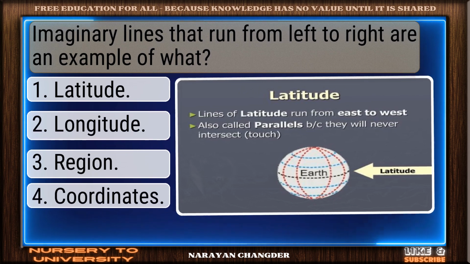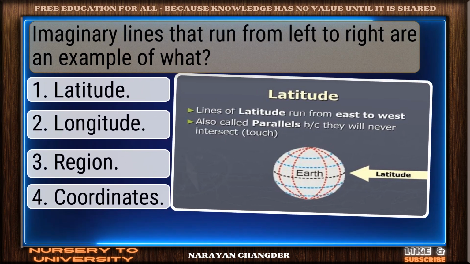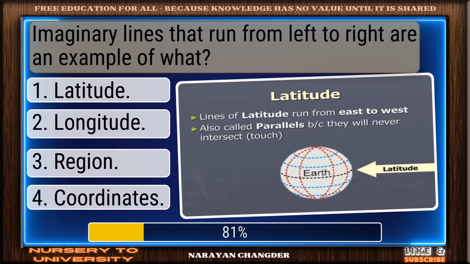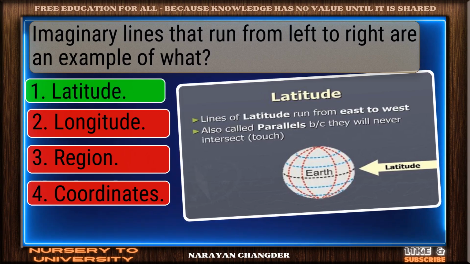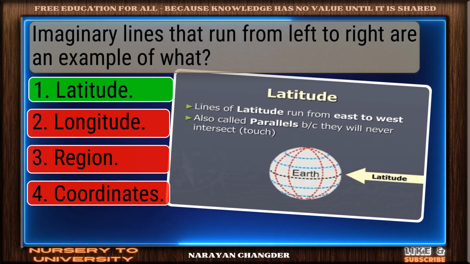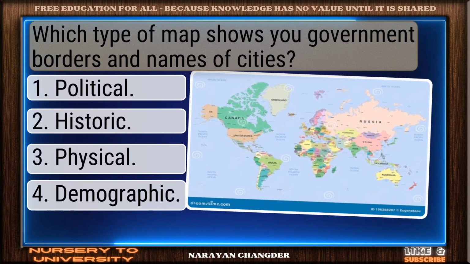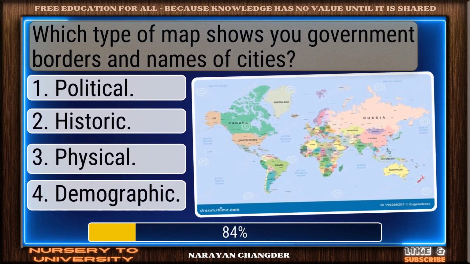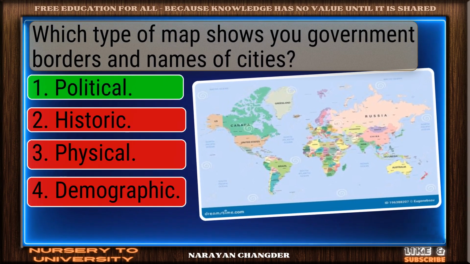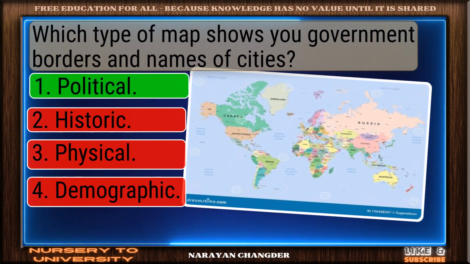Imaginary lines that run from left to right are an example of what? Smart pick. Latitude is the correct choice. Which type of map shows you government borders and names of cities? Right again. Political is a valid answer.